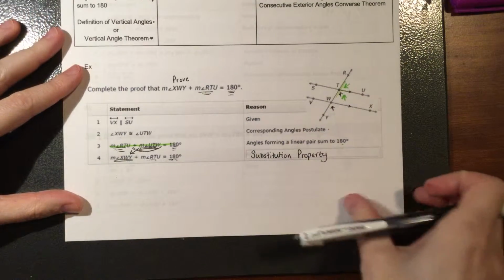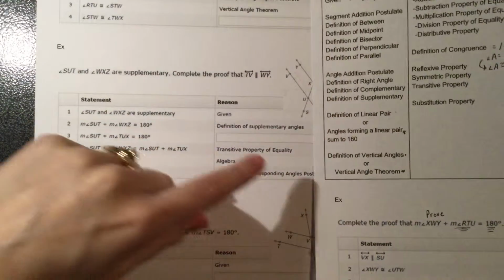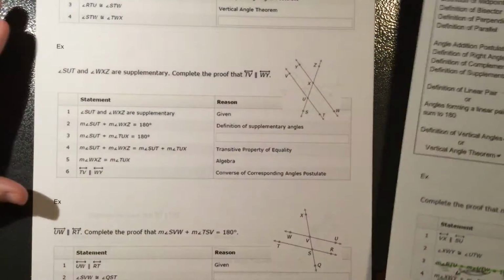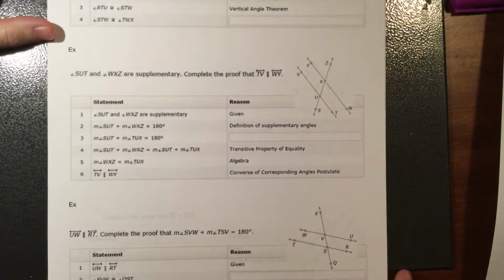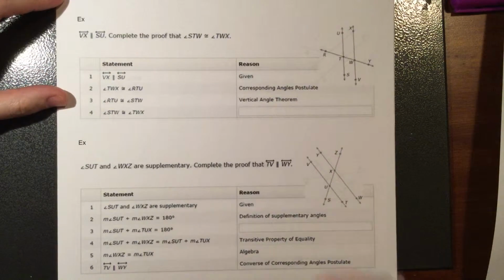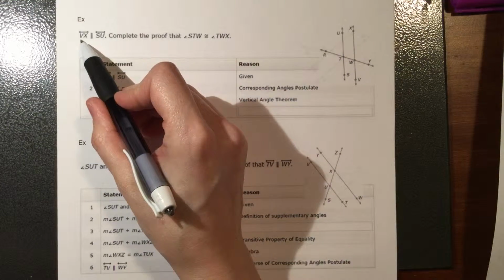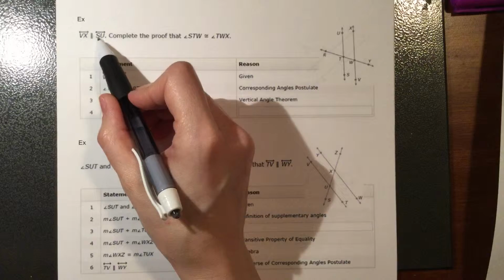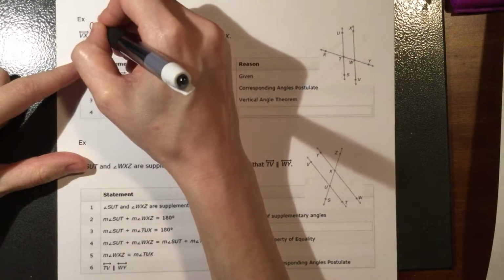So that's our first example. Looking at the next one, and I'm going to keep our list of good reasons right by the paper while we work them out so that I've got a list of things to pick from. So looking at the next example, they tell me line VX is parallel to line SU. So this is our starting point and this is our given.